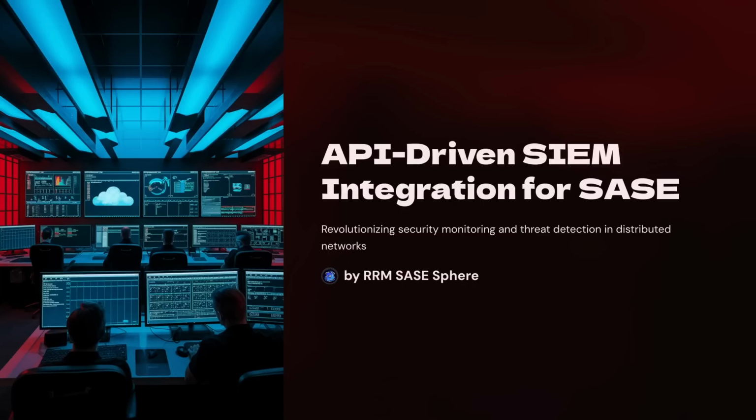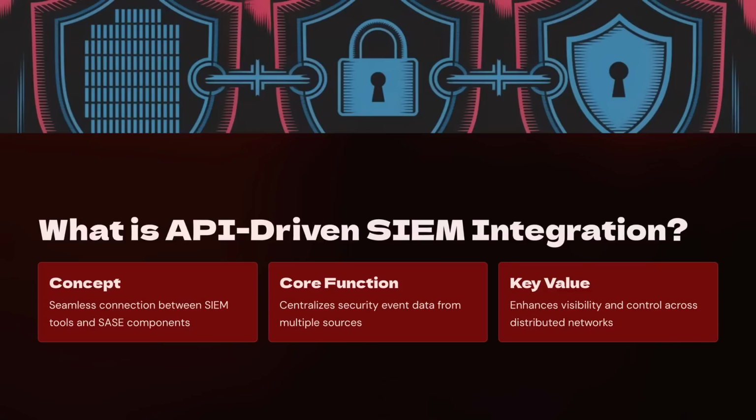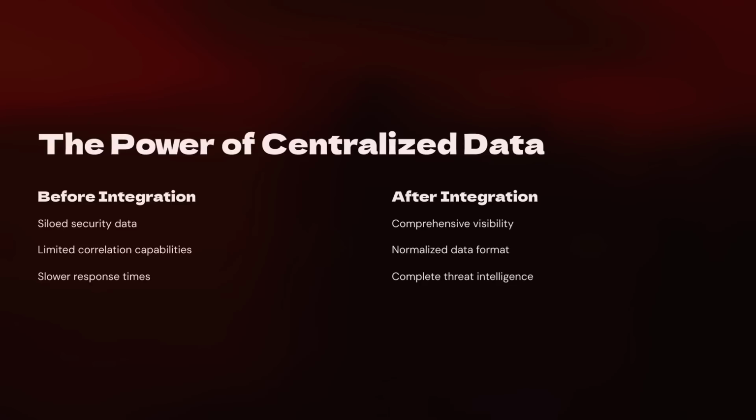API-driven SIEM integration is a game changer in the SASE framework, offering unparalleled visibility and control over security events across distributed networks. By harnessing the power of APIs, this approach seamlessly connects SIEM tools with SASE components, paving the way for more efficient and effective security monitoring and threat detection.